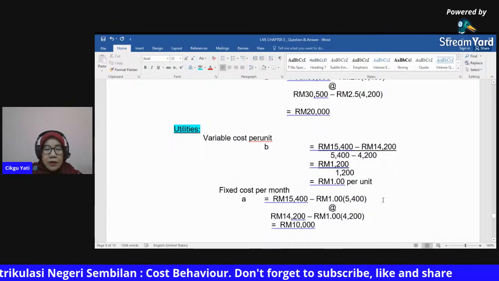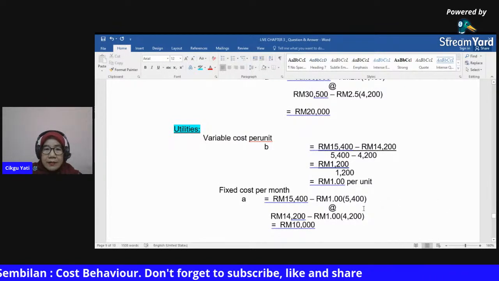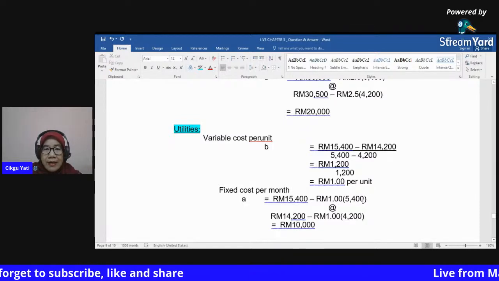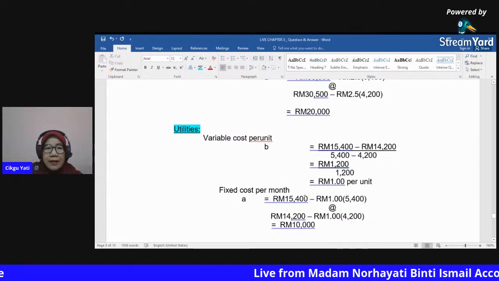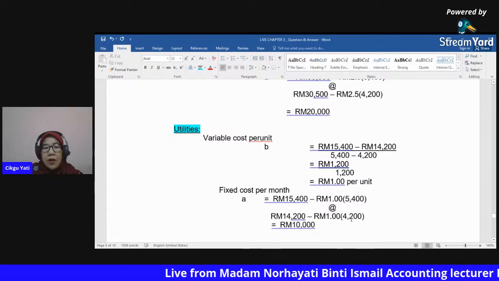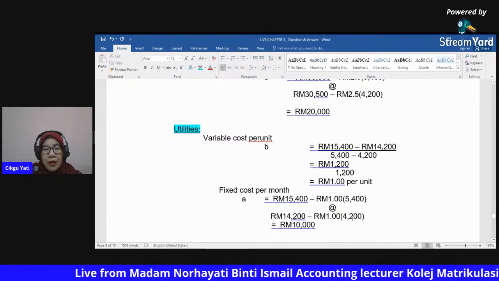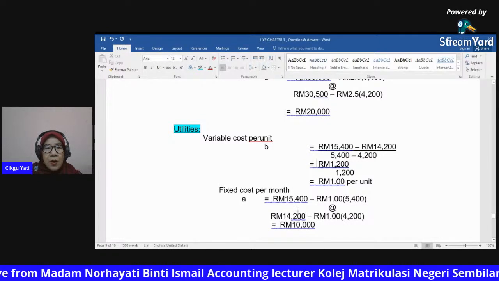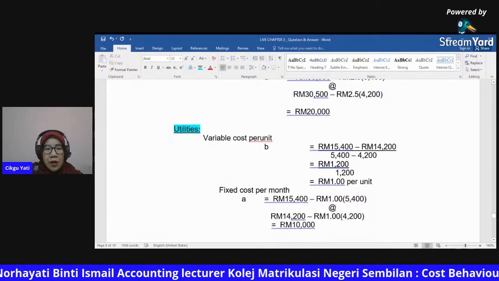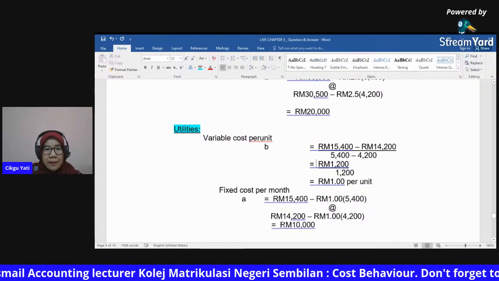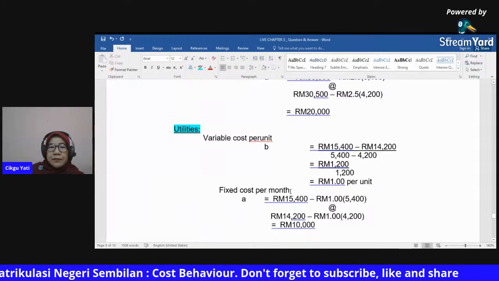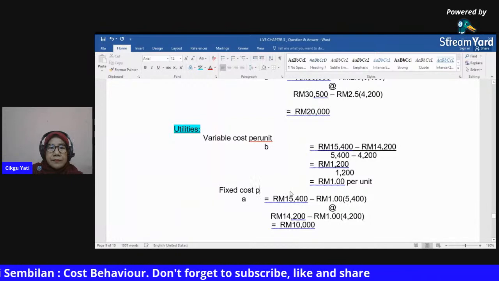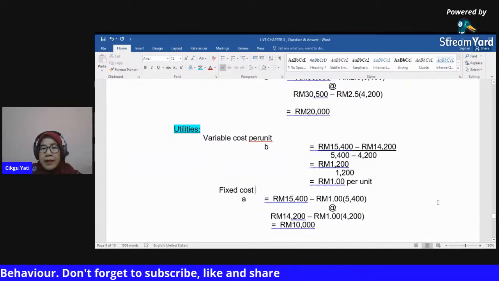You can use either the highest unit, this one for 2019, with the highest cost, or the lowest unit, this one for 2018, with the lowest cost. And the fixed cost remains the same. This one is not per month, it is per year.